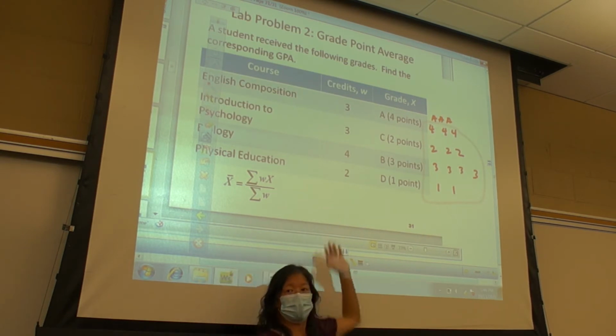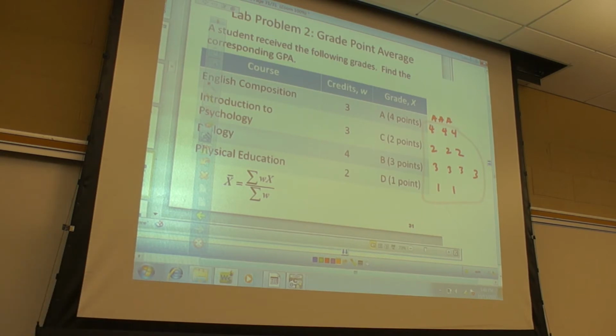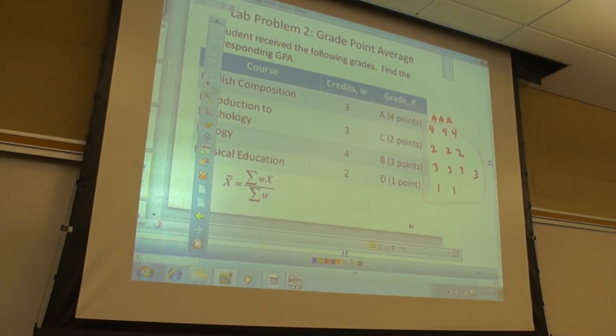Yeah. It's all about the credits, how many units they have. So why don't you guys work on this problem, finish this problem, and then we'll take a look at it. Okay, if you add up all those, you end up with 32. And you divide by what? 12.